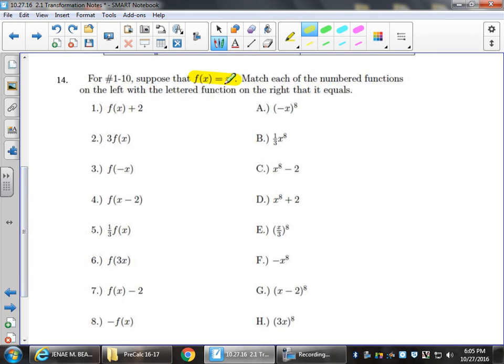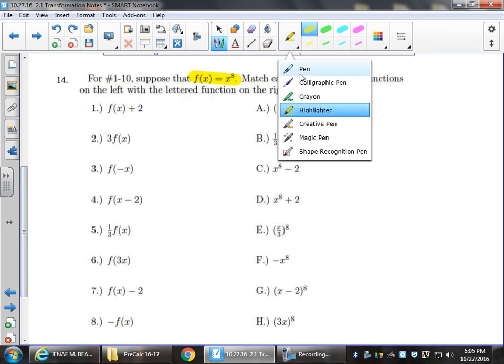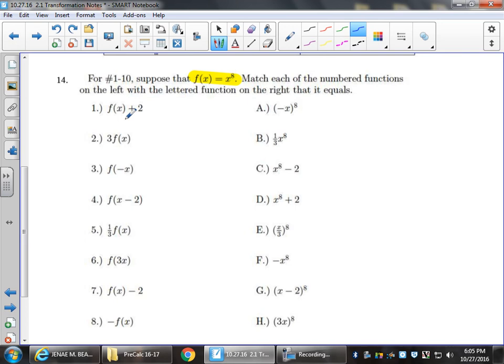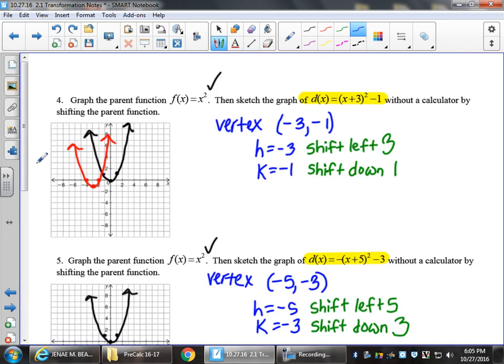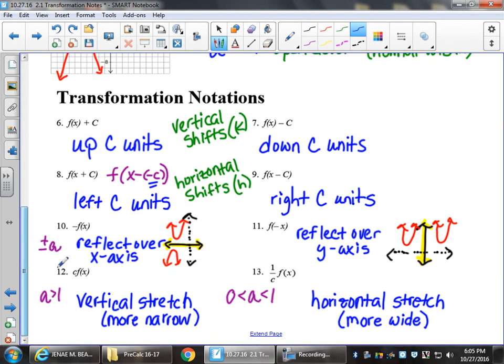So this is my way of telling you the fact that this is to the 8th power is irrelevant. Focus on the transformation. So, for example, in number 1, I see a positive 2 on the outside. What kind of shift is that? If you want, turn back over and look what we just wrote down. When I see plus C on the outside, what does that mean? Up C units, a vertical shift up.